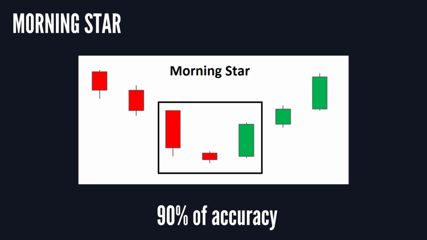Morning star. I love this pattern because it has 90% accuracy, but just if it's combined with other strong signals, alright? So it is formed by 3 candles: a bearish candle, a variation of doji, which could be bearish or bullish, it doesn't matter which one, and a bullish candle. It is a large green candle.